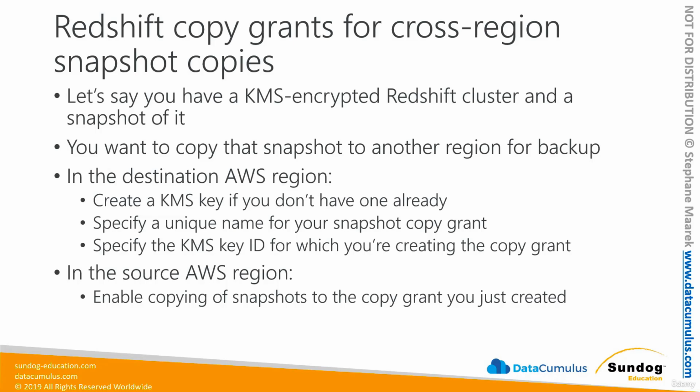In your destination AWS region, you create a KMS key if you don't have one already, and then you set up a snapshot copy grant, specifying a unique name for that snapshot copy grant in the destination region. As part of setting up that copy grant, you specify the KMS key ID that you're creating it for. Then back in the source AWS region, you will enable copying of snapshots to the copy grant that you just created. So by using a copy grant that you set up using a KMS key, you can securely copy KMS encrypted snapshots for your Redshift cluster across to another region.